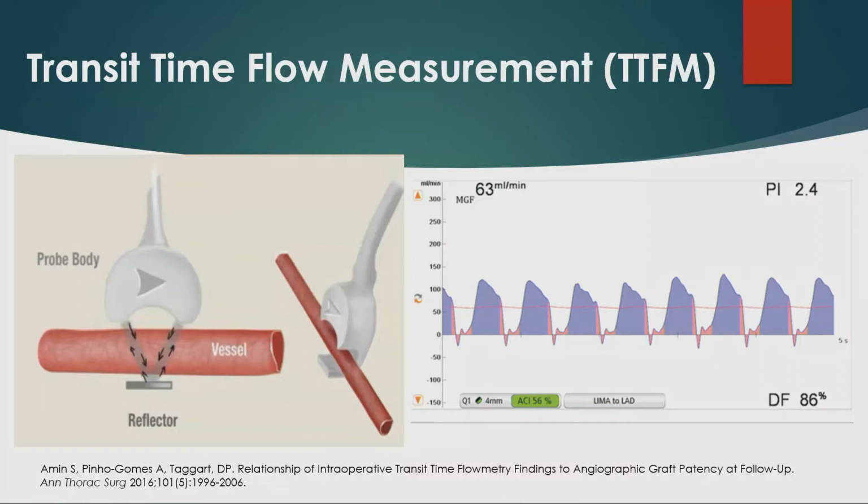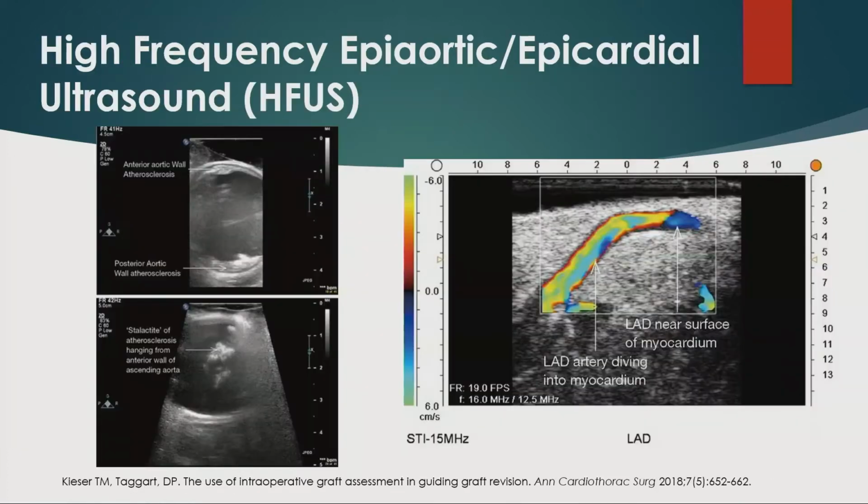Transit time flow measurement, as indicated, measures mean flow. It allows the diastolic flow and the pulsatility index. The pulsatility index, if you will, is a measurement of the technical quality of the anastomosis, and is also influenced by some of the distal coronary bed as well.